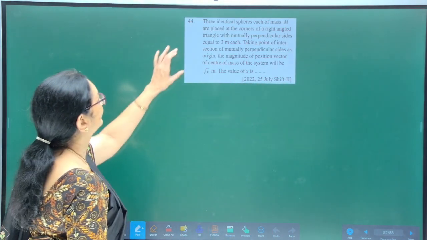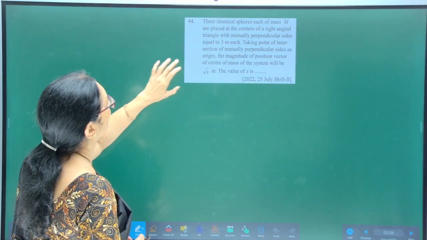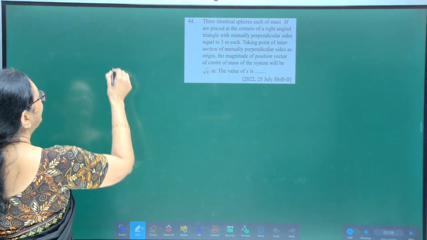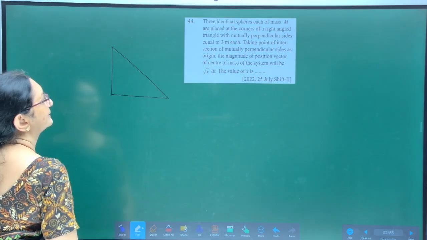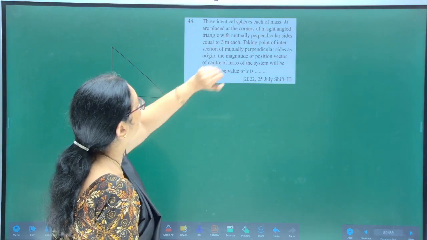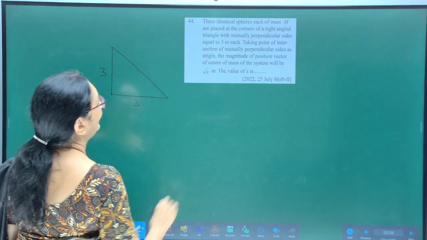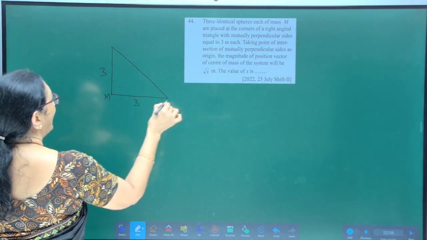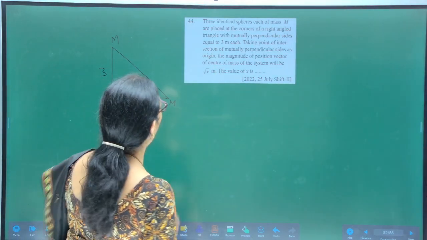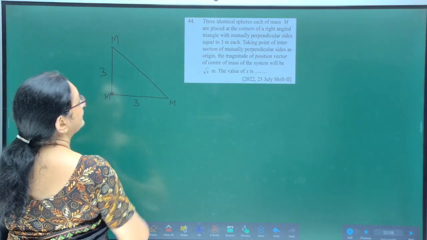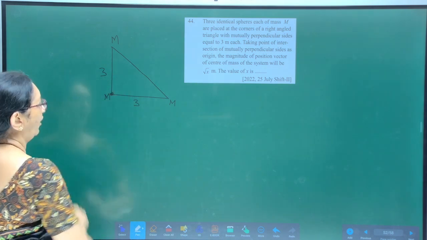Look here. 3 identical spheres, each of mass m, are placed at the corners of a right angled triangle with mutually perpendicular sides equal to 3 meters each. See, this is the right angled triangle. 3 identical spheres of mass m each are placed at the 3 corners. Taking the point of intersection, this, as the origin, find the magnitude of position vector of center of mass from the origin.